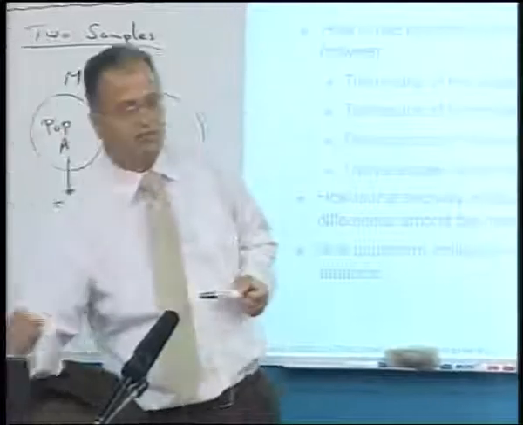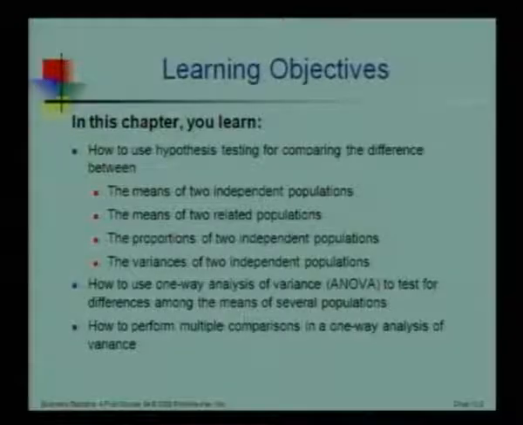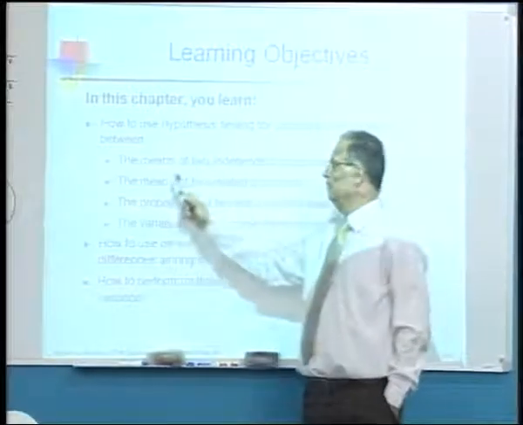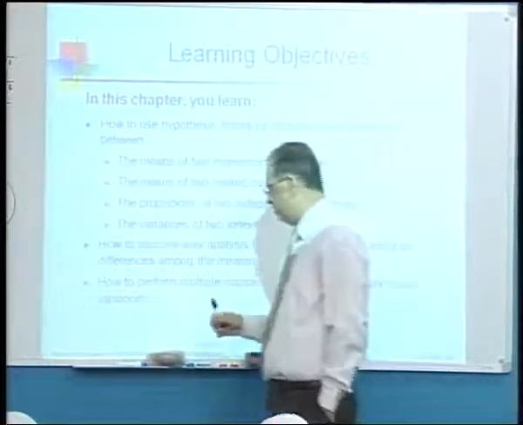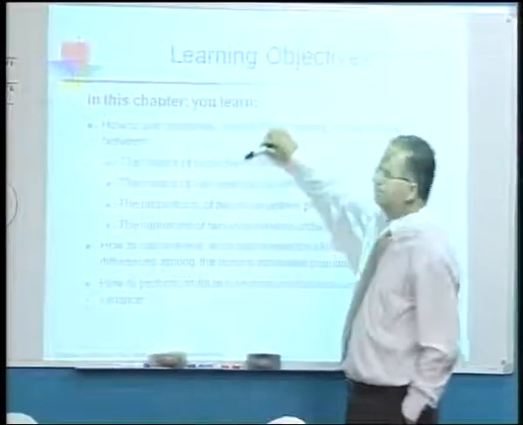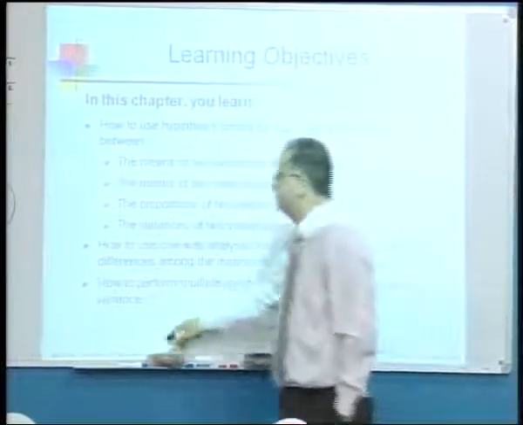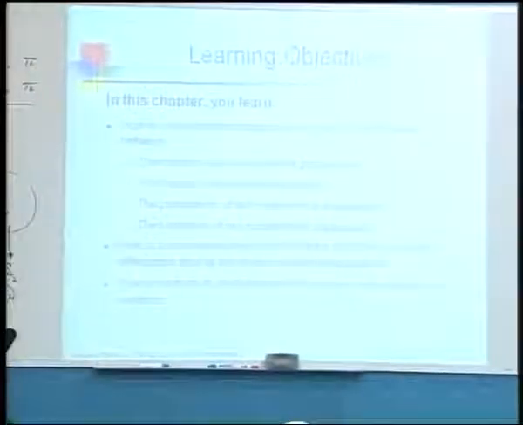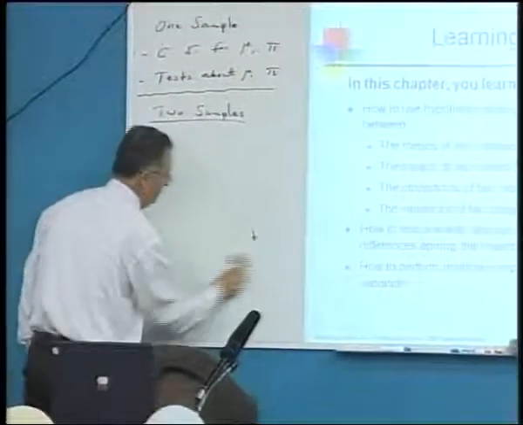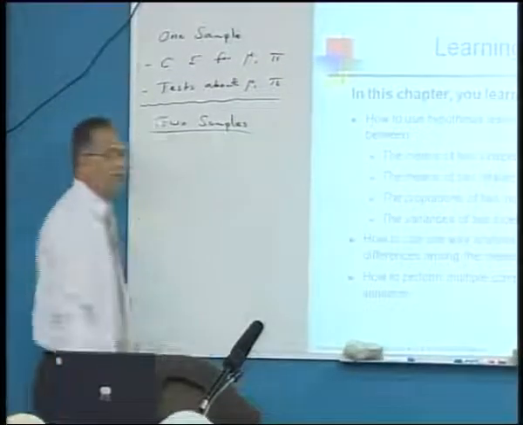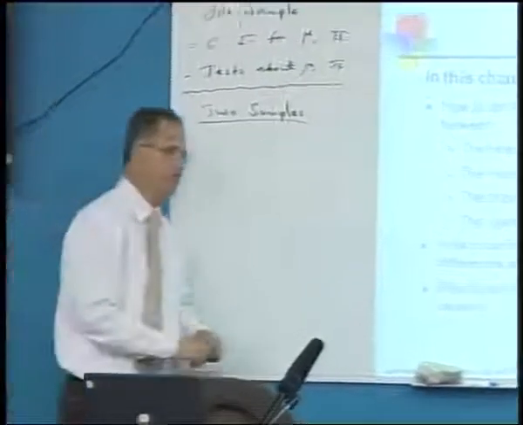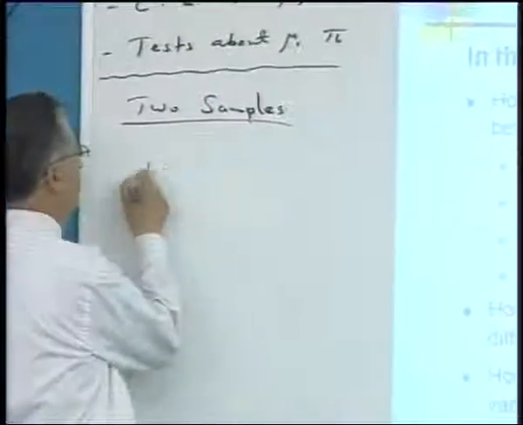The objectives for this chapter are how to use hypothesis testing for comparing the difference between the means of two independent populations and the means of two related populations. Let's see the difference between two independent and two related populations. The two populations might be considered independent or related. Related means dependent populations.